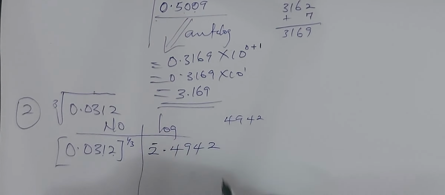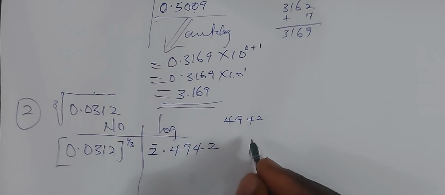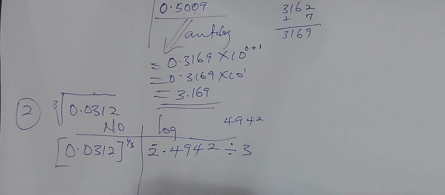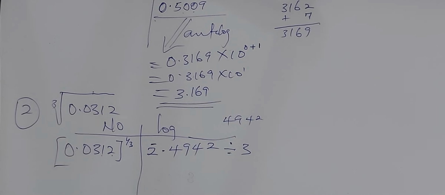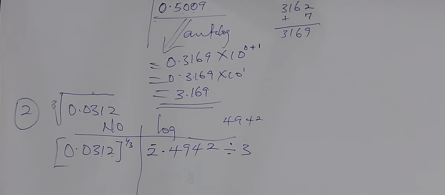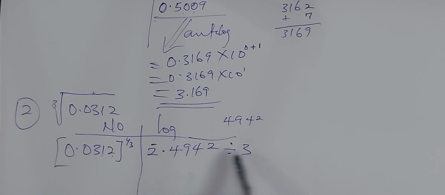But mind you, we need to divide it by 3. So you write divide by 3. In this case, it's not an ordinary number like 2 that you can simply shift. We are not going to shift anything in this place. Rather, we find a way to make this place divisible by 3.